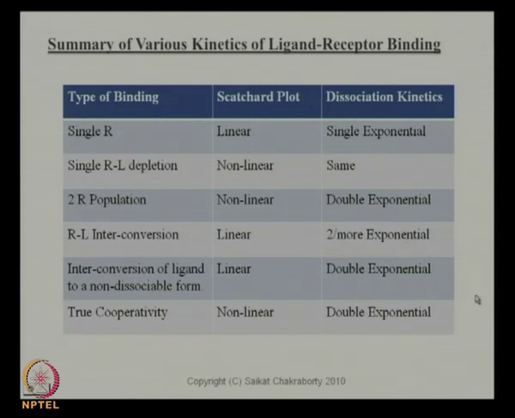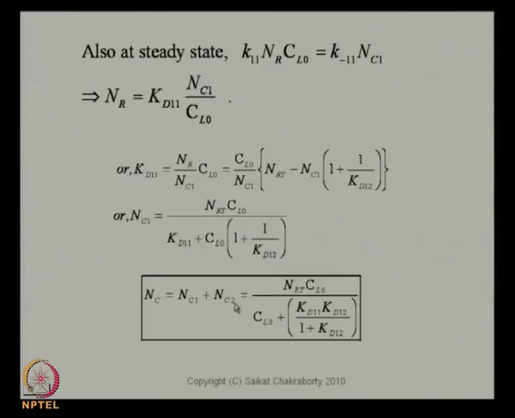And then there are other cases which we did not really study, but I just want to go through them quickly. One is interconversion of ligand to a non-dissociable form, and in this case the Scatchard plot is linear and the dissociation kinetics is double exponential, as you see over here. Then there is true cooperativity, in which case the Scatchard plot is nonlinear and the dissociation kinetics is double exponential. So, let me go and show you what we had before here.